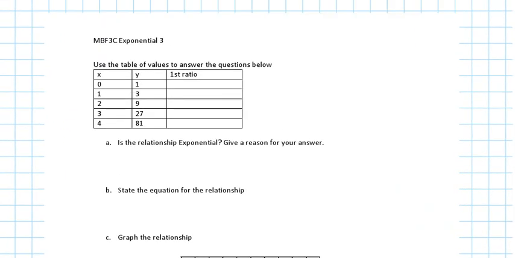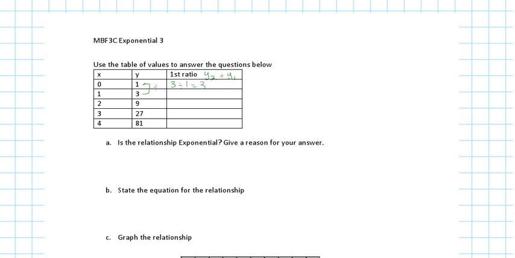Here's the table of values to answer the questions below. So I give you a table of values, x and y, and I ask you to find the first ratio. What do you do when you're finding the first ratio? Divide. Divide what by what? Y2 divided by y1. So 3 divided by 1, 3.